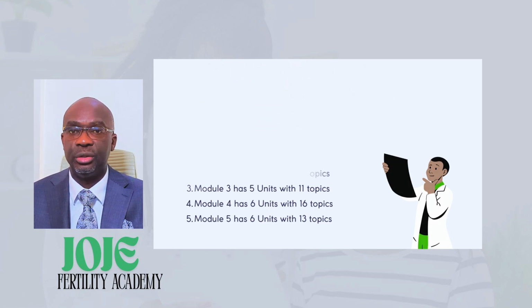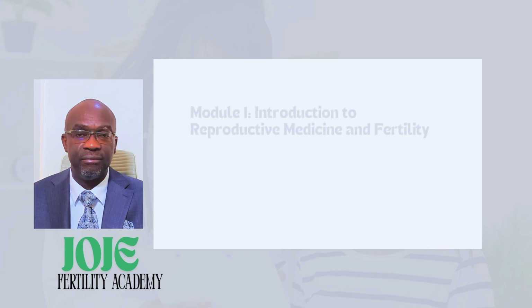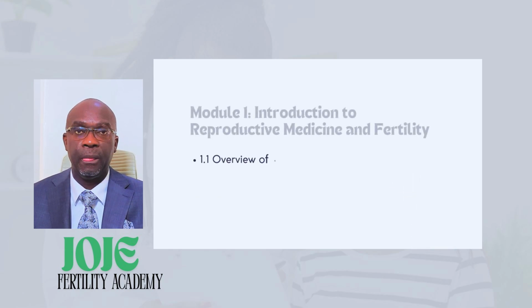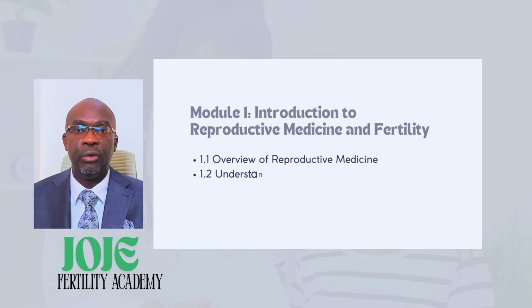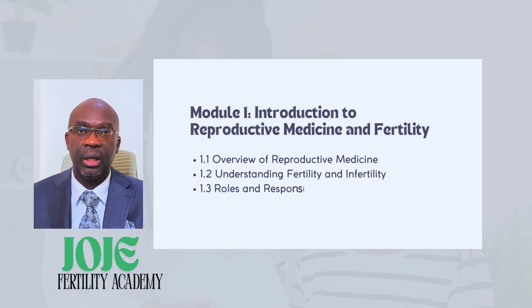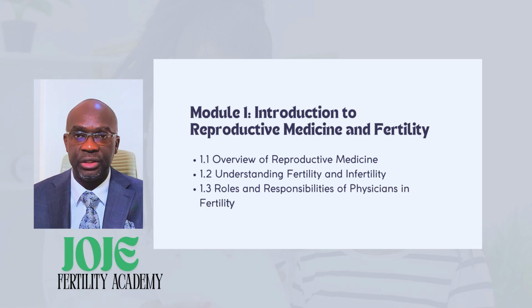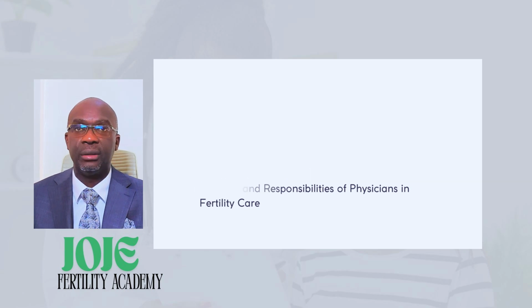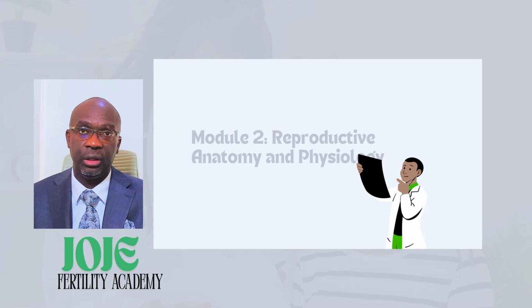Module 1 is Introduction to Reproductive Medicine and Fertility. And under this module, you have 3 units. Look at the overview of reproductive medicine, understanding fertility and infertility, and then thirdly, the role and responsibility of physicians in fertility care. In Module 2, we will look at reproductive anatomy and physiology.